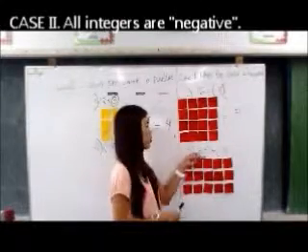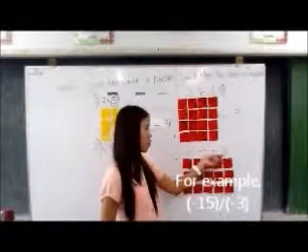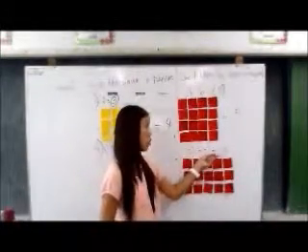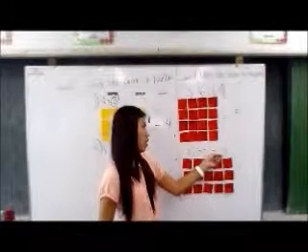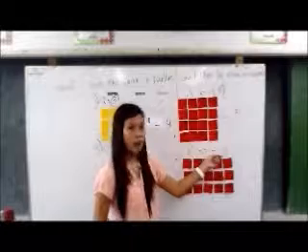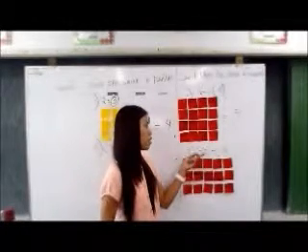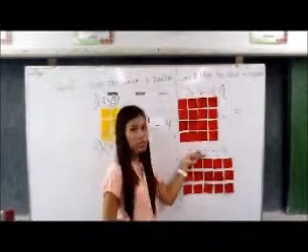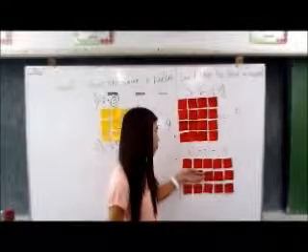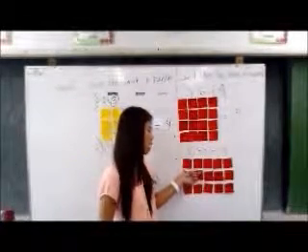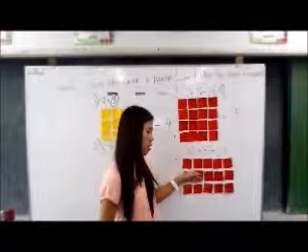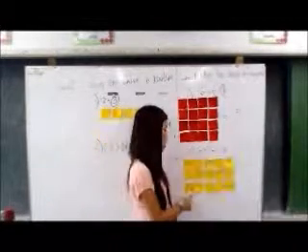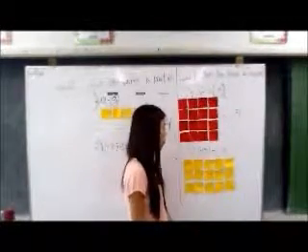Example number 2, negative 15 divided by negative 3. Negative 3 is the divisor. So we will group negative 15 into 3 groups. But as you can see, negative is the sign of the divisor. So we will take the opposite of negative 15. The opposite of negative 15 is 15. So the 15 unit red tiles will be changed or transformed into 15 unit yellow tiles. This is now the opposite of negative 15.